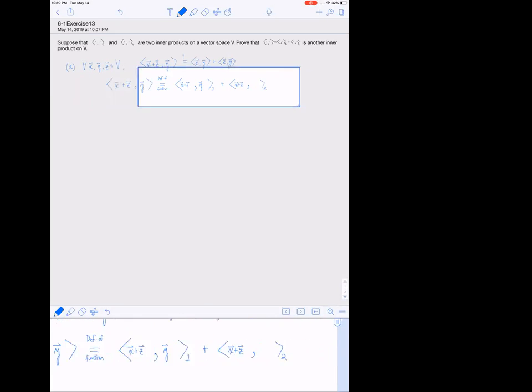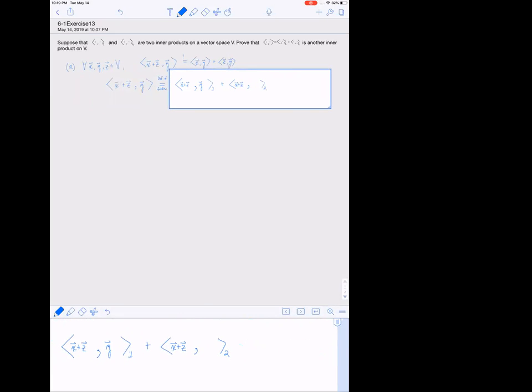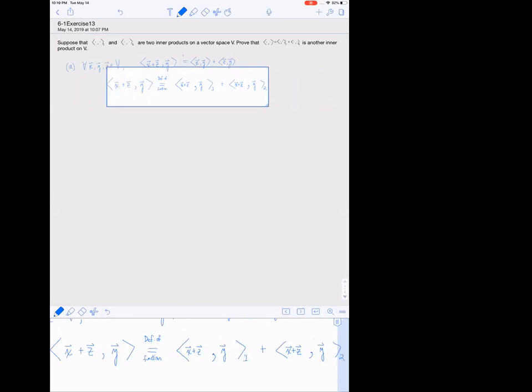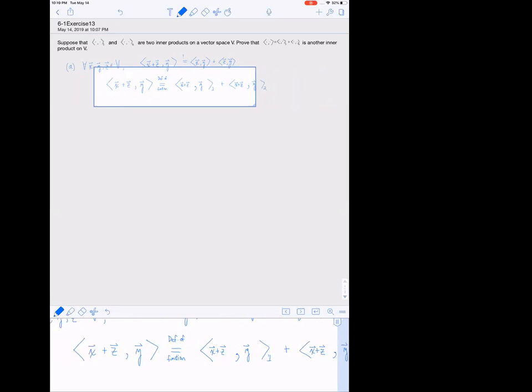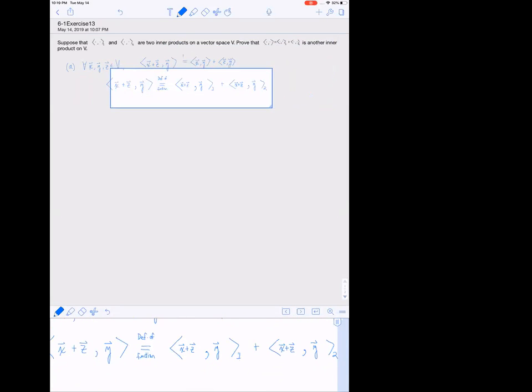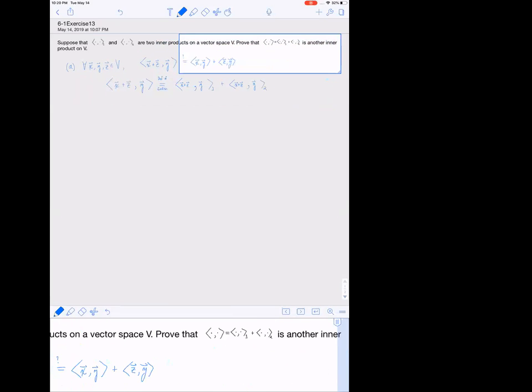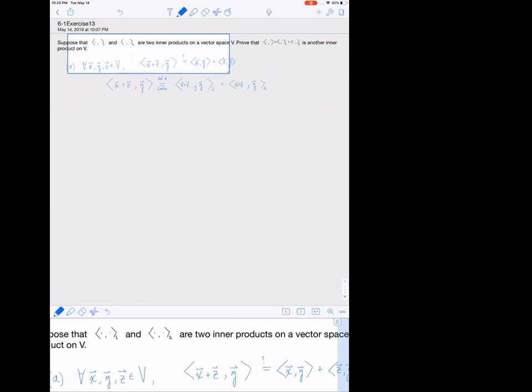And I'm going to take that second entry into our brackets with no subscript, and I will use that as the second entry in brackets sub 2. Right, so all this is doing, this is not using anything about inner products. This is just the definition of the function that we're trying to prove something about. But now we know that bracket sub 1 and bracket sub 2, those actually are inner products.